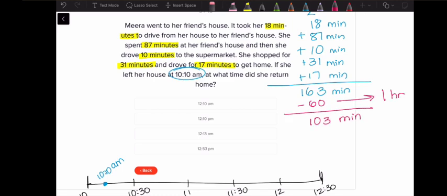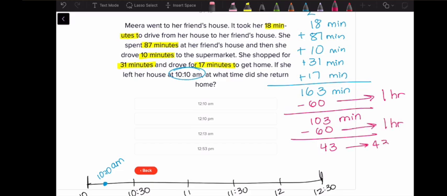So far, I deducted 1 hour. Because 103 is more than 60, I know there's definitely another hour in there. So I'm going to deduct another 60. Oh, actually, no, I'm sorry, let me back that up. No need to borrow. 3 minus 0 is 3, and now 10 minus 6 is going to be 4. There we go. Apologies.